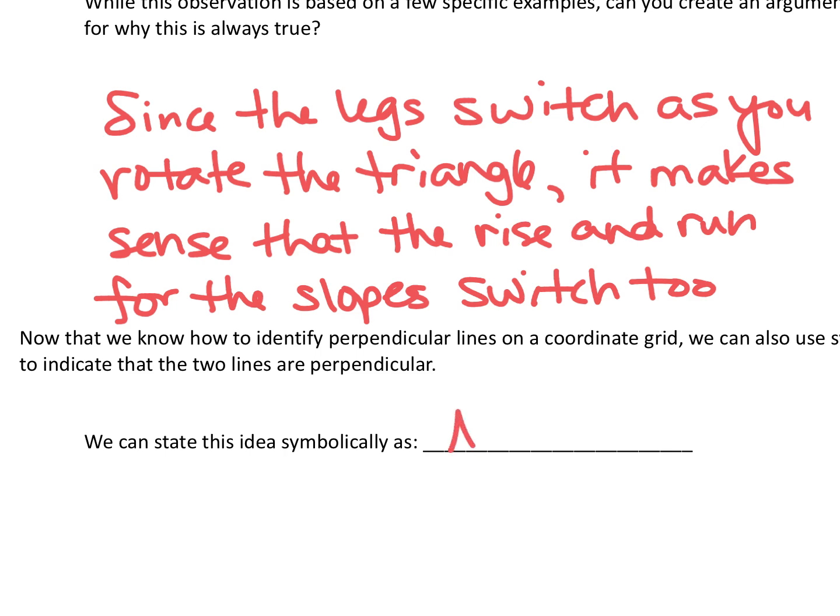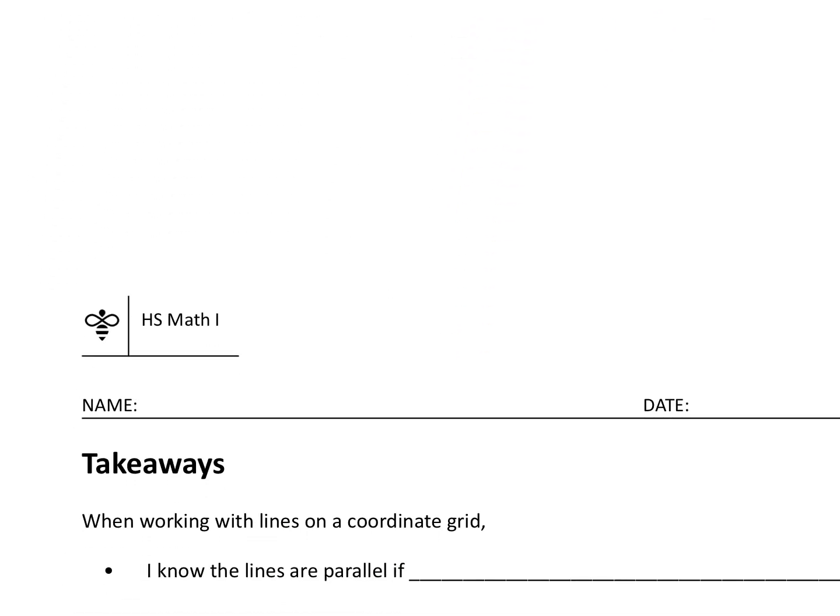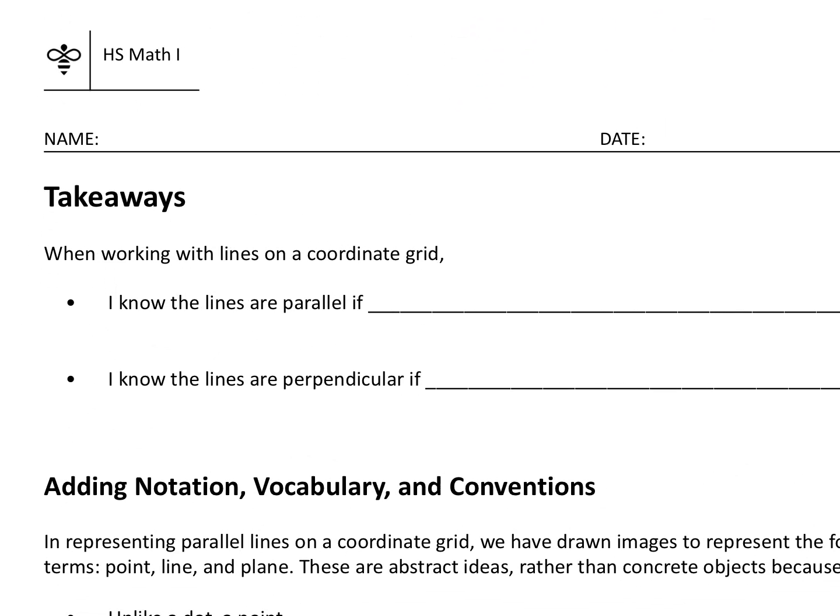We can say that line segment AB is perpendicular, so we do this upside down T symbol, to line segment, let's just say CD, just to choose two random line segments. Okay, let's go ahead and go to our takeaways. So our takeaways just kind of have us finish summarizing what we're noticing.